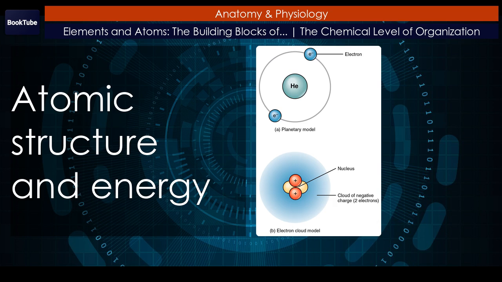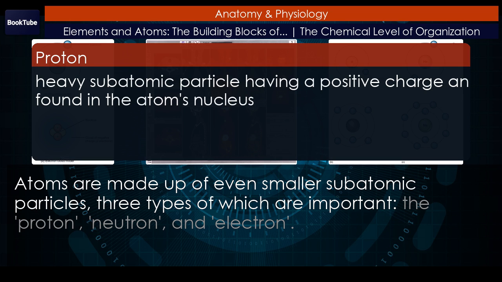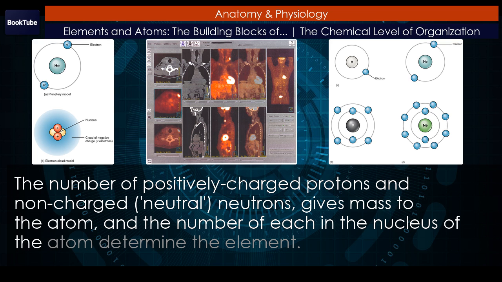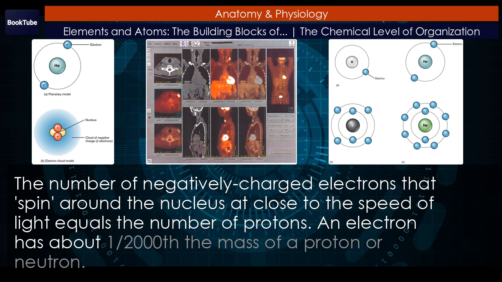Atomic structure and energy. Atoms are made up of even smaller subatomic particles, 3 types of which are important: the proton, neutron, and electron. The number of positively charged protons and non-charged, neutral, neutrons gives mass to the atom, and the number of each in the nucleus of the atom determines the element. The number of negatively charged electrons that spin around the nucleus at close to the speed of light equals the number of protons. An electron has about 1/2000th the mass of a proton or neutron.